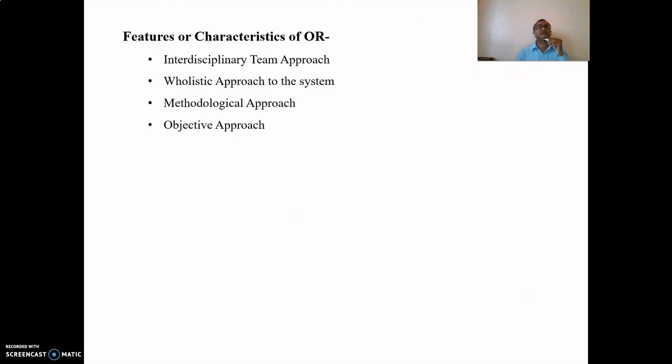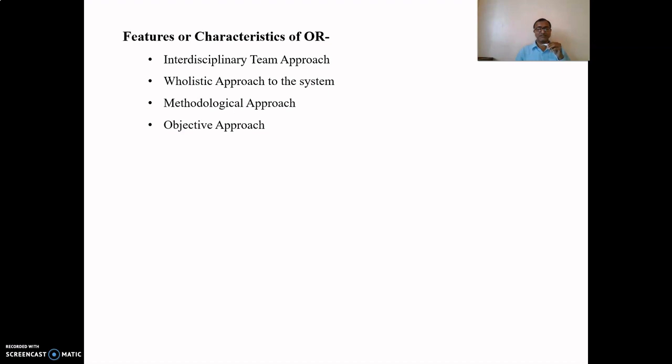Next, we are now going to see the different features or characteristics of operations research. There are 4 main characteristics or features of operations research: interdisciplinary team approach, holistic approach to the system, mathematical or methodological approach, and objective approach.